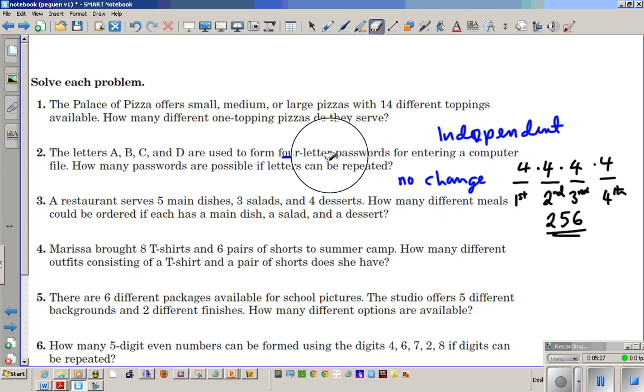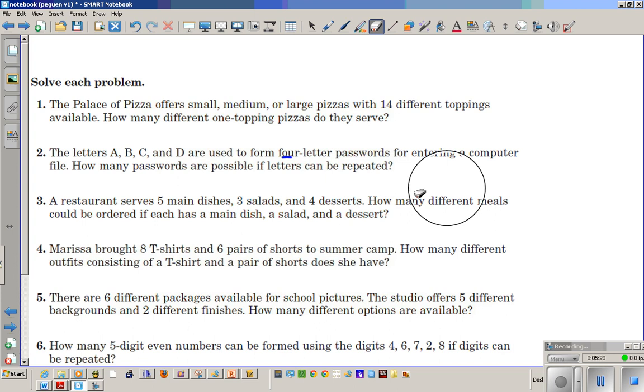Number 3, the restaurant serves 5 main dishes, 3 salads, 4 desserts. How many different meals could be ordered if each has a main dish, a salad, and a dessert? So, is this independent or dependent? Does the main dish affect the salads? Does the salad affect the desserts? Absolutely not. They are disconnected. This is an independent situation.